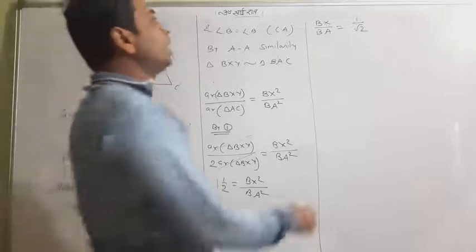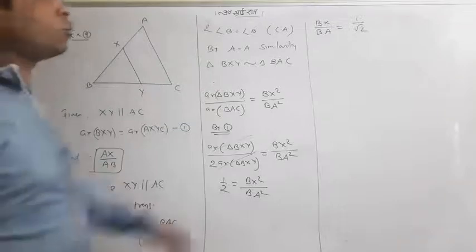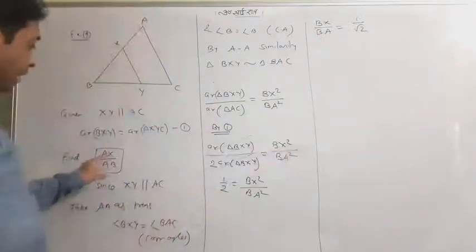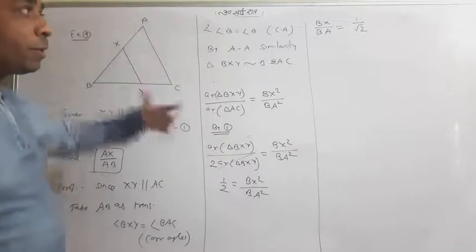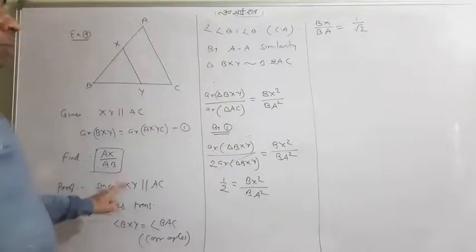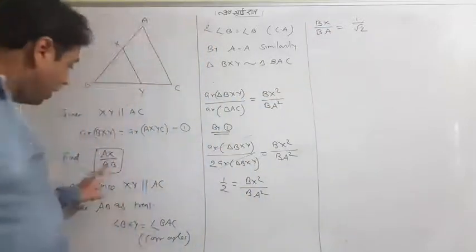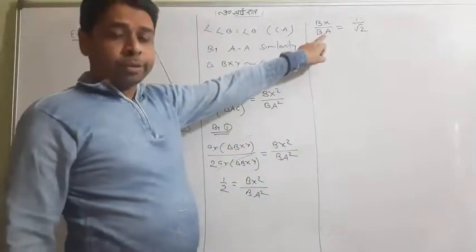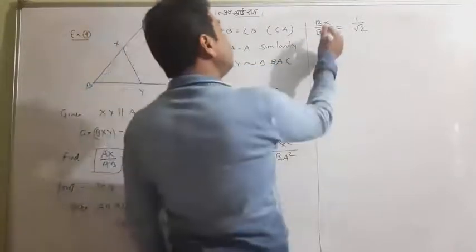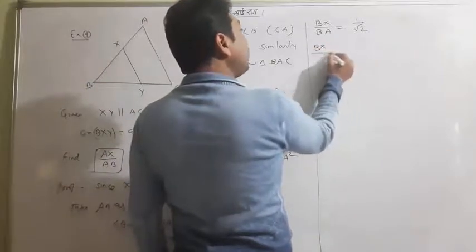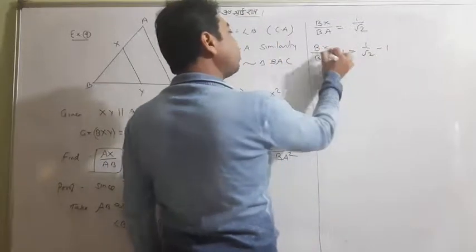Now we got a little bit of the answer, BX upon BA, but BA is AB, both are same, and I need AX upon AB. I have BX upon AB and we need AX upon AB. So I have a trick. First of all, I need a BA in denominator, and I have already got BA in denominator. So what should I do? I subtract 1 from both sides. Keep in mind, I subtract 1 from both sides.